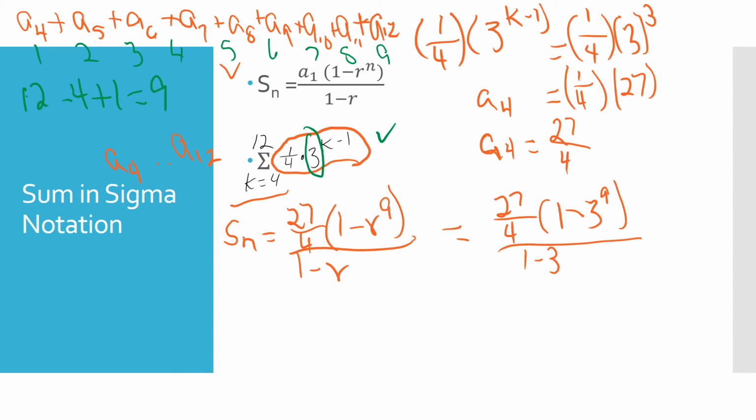Okay, that's going to equal, and I'm going to go down here below, Sn equals 27 over 4, parentheses, 1 minus 3 to the 9th power. 3 caret 9 is 19,683.